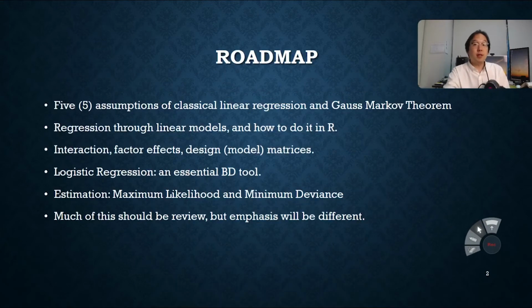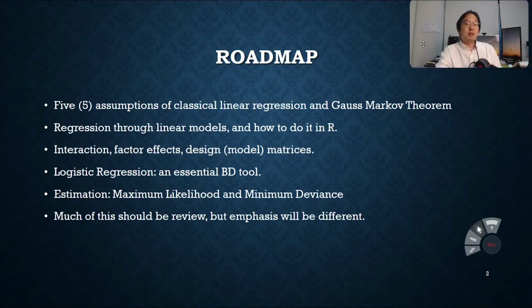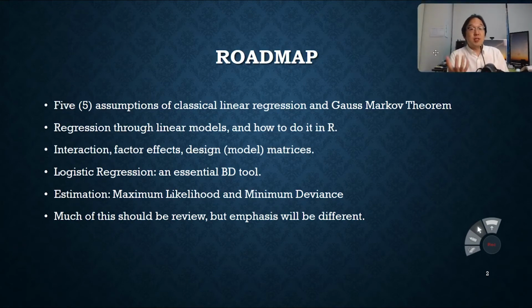The regression part. The roadmap is this. I'm going to talk about the 5 assumptions of classical linear regression and something called the Gauss-Markov theorem, right? If those 5 assumptions hold, then the OLS regression is the BLUE, B-L-U-E, best linear unbiased estimator. So that's the Gauss-Markov theorem, but what are those 5 assumptions? Plus one more assumption, we're going to learn about it as a refresher, okay?